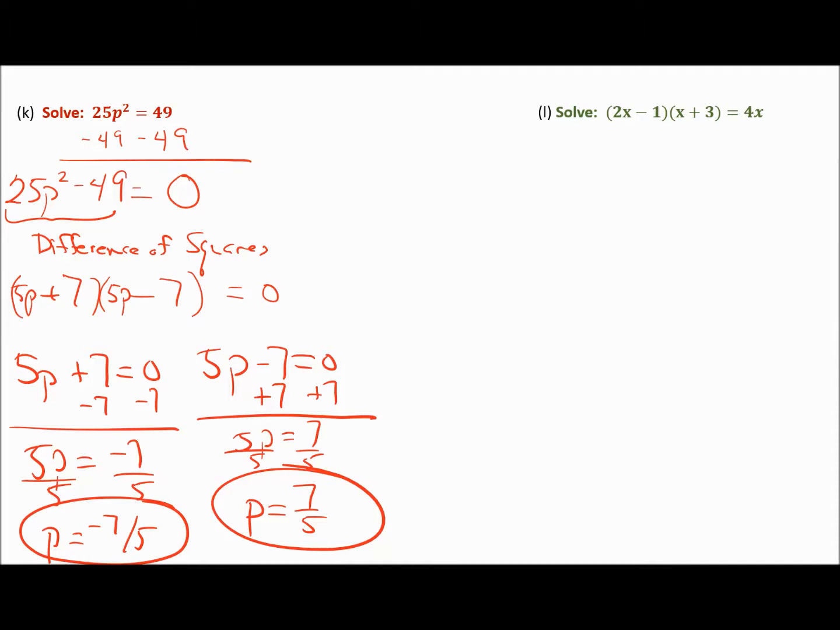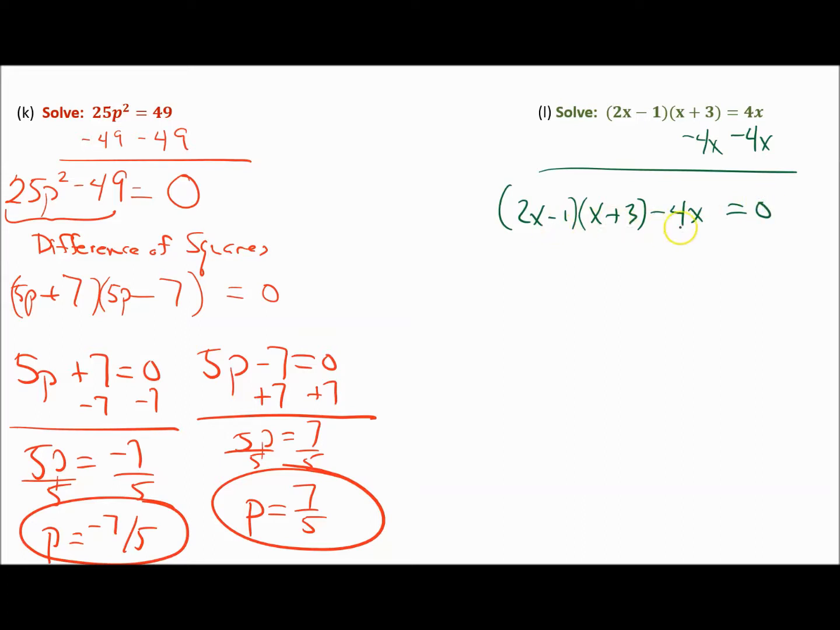My next problem, L over here, has some big issues. First, it looks like it's factored on the left, but we don't have 0 on the right. Now this would be one of those easy problems if I had a 0 over here. But the problem is I've got to get this equal to 0. So the first thing I have to do is subtract 4x from both sides of my equation. So that gives me 2x minus 1 times x plus 3, and then this minus 4x just hanging out at the end, right?